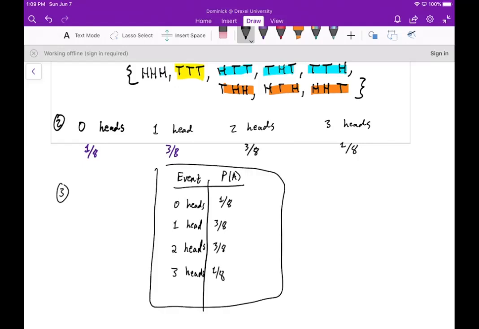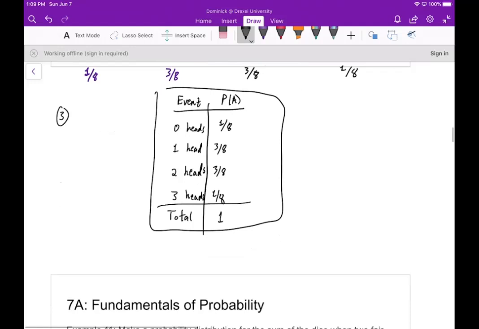And a lot of times we'll include a total just to check that this is 1, right? So, of course, if you add them, you will get 1. So that's your probability distribution.